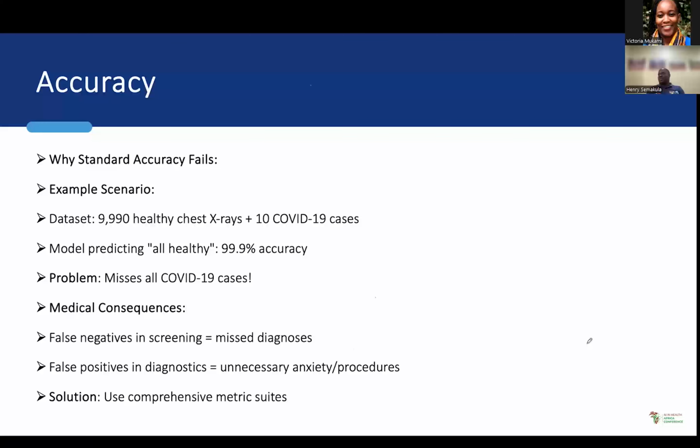We've recently had COVID, the pandemic. Maybe you want to train a model to predict the person with COVID or no COVID. And with this example, you're going to see why you should always have a balanced class. So in this example, you collect chest x-rays, and you have 9,990 healthy chest x-rays of people with no COVID, and you also have 10 x-rays of people with COVID.